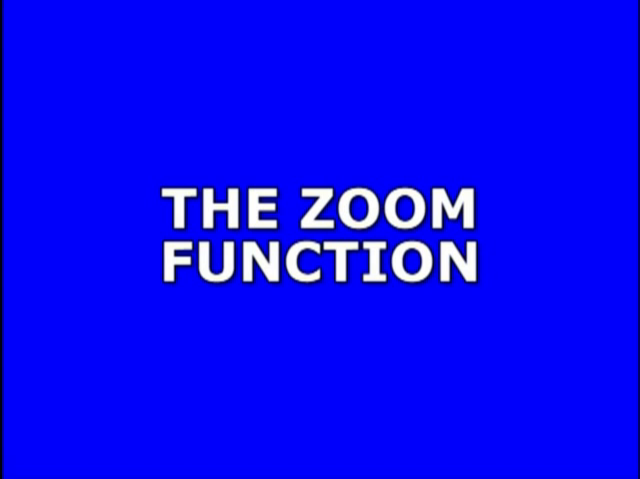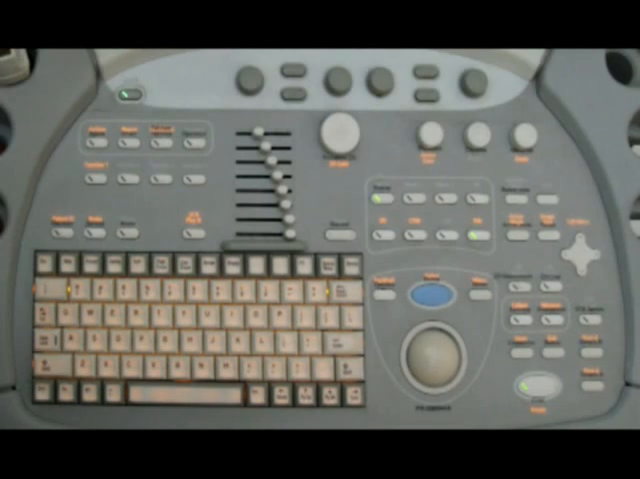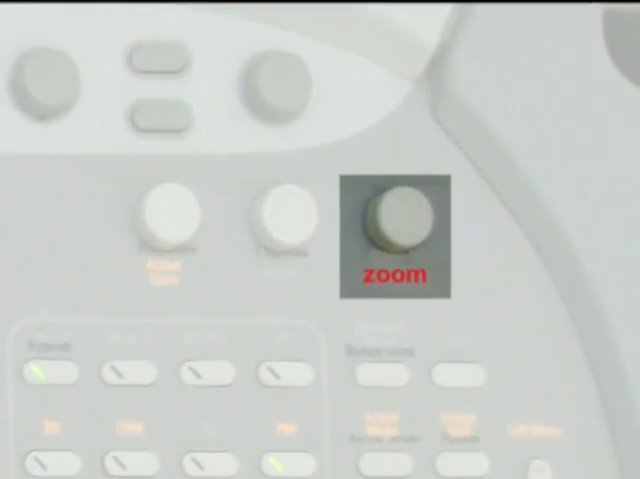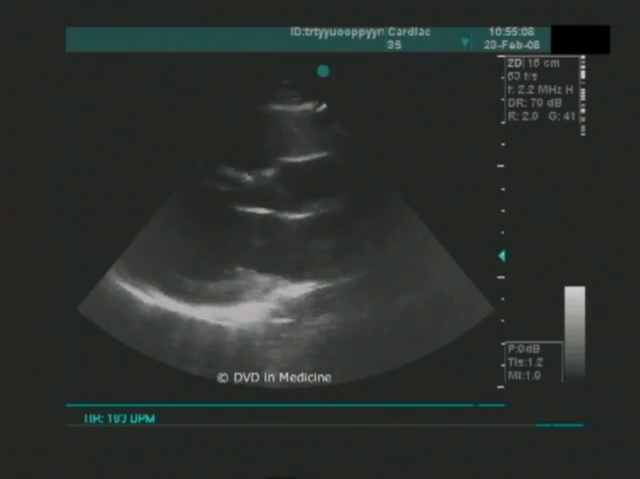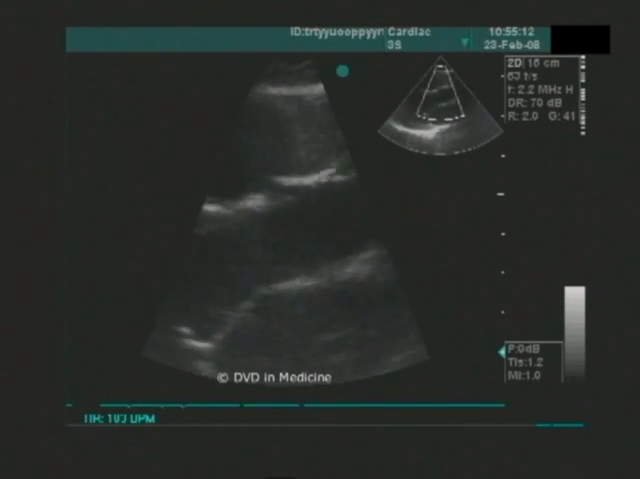The zoom function. Sometimes one needs to investigate small anatomic details, and the zoom function can help in this situation. In this clip, we provide an example of using the zoom function when assessing the aortic valve from the parasternal long and short axis views.